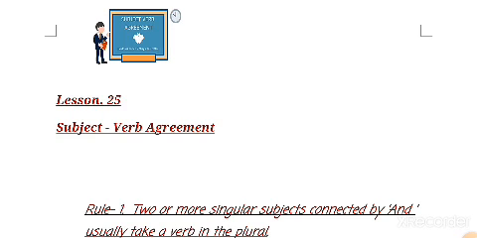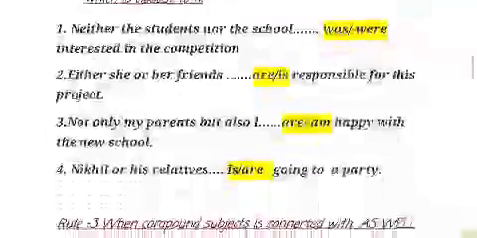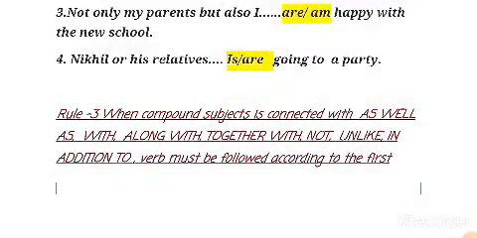In the last class we discussed rules 1 to 6 of Chapter 25, subject-verb agreement, in which we discussed rule number 1, that is, subjects joined by "and." Then rule number 2, in which we talked about either-or, neither-nor, the sentences joined by these. And then rule number 3, in which we talked about sentences joined by as well as, with, along with, together with, and not unlike.